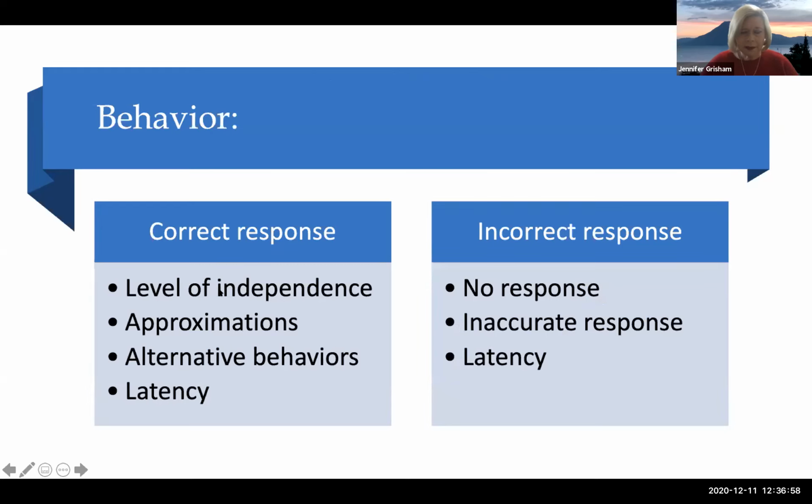So for the correct response, I need to be able to say what the level of independence is that the child can do. For some children with low incidence disabilities, especially those with multiple disabilities, we might still use some kind of a prompt, and that might be considered independent for that child. So how independent does the child have to be in order for it to be considered a correct response? Are approximations acceptable? If I'm using sign language in particular, is an approximation of a specific response acceptable to consider it to be correct? Alternative behaviors. Oftentimes when we are teaching communication in particular, it might be the case that I might be trying to use both.